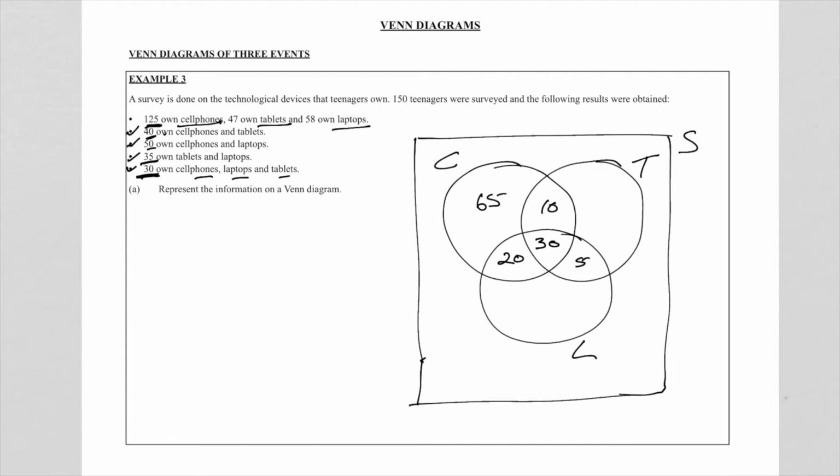So that means we are finished with the 125 and now we go for the 47. And that is the 47 people who own tablets. So that 47 tablets is this whole event again. We have already, if you add these three, 45, but the total must be 47.